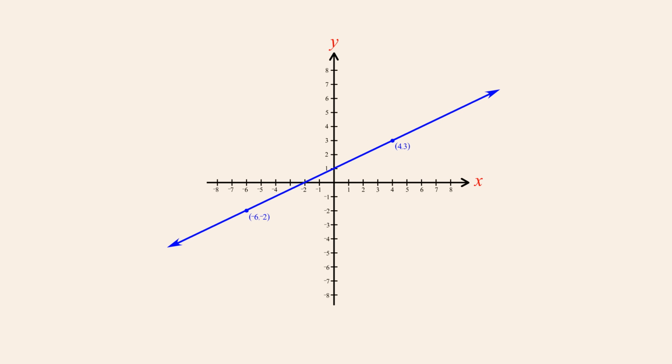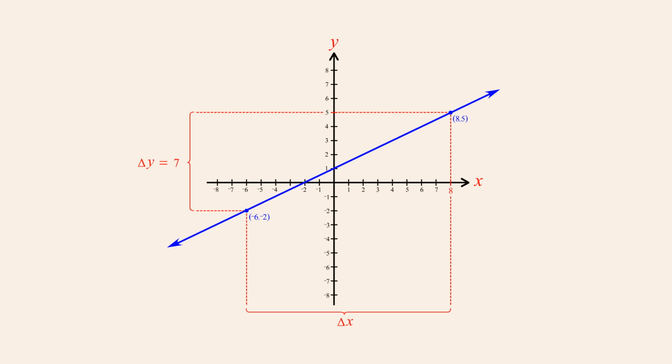Now let's calculate the slope one more time using the points 8, 5 and -6, -2. Once again, delta y is the y-coordinate of the right point minus the y-coordinate of the left point, or 5 minus -2, which is equal to 7. Delta x is the x-coordinate of the right point minus the x-coordinate of the left point, or 8 minus -6, which is equal to 14. So the slope delta y over delta x is 7 divided by 14, or once again, 1/2.